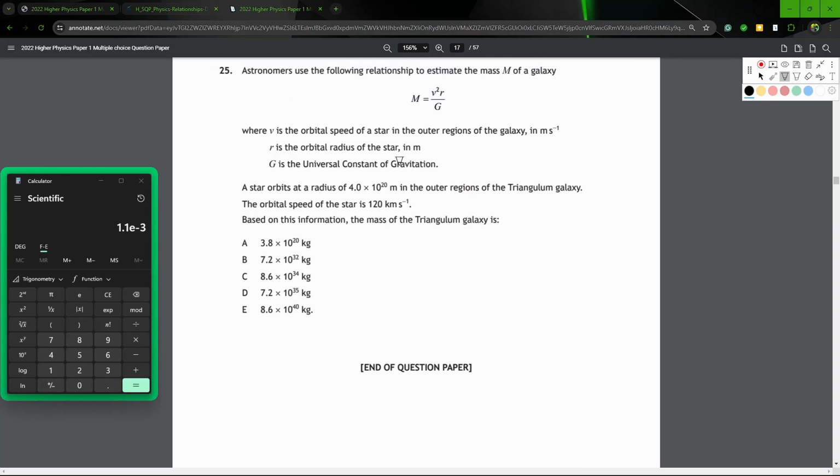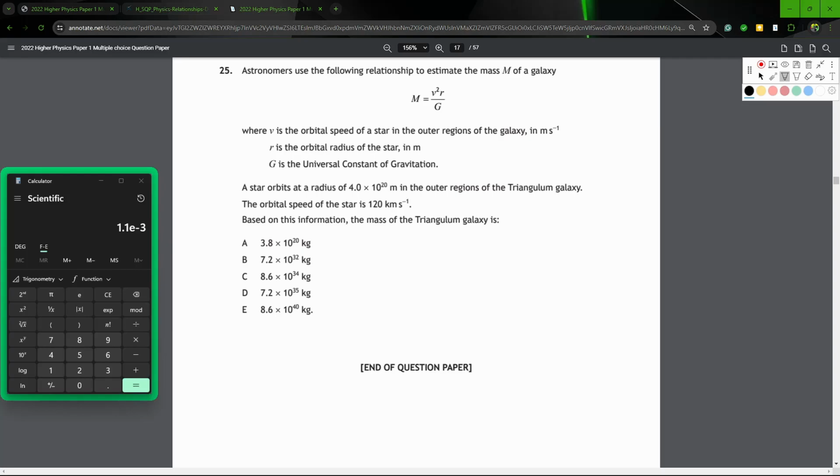And finally, question number 25. Astronomers use the following relationship to estimate the mass M of a galaxy, where v is the orbital speed of a star in the outer region of the galaxy in meters per second, r is the orbital radius of the star in meters, and G is the universal constant of gravitation. A star orbits at a radius of 4 times 10 to the 20 meters in the outer region of the Triangulum galaxy. The orbital speed of the star is 120 kilometers per second. Ooh, it's quite fast. Based on this information, the mass of the Triangulum galaxy is what?